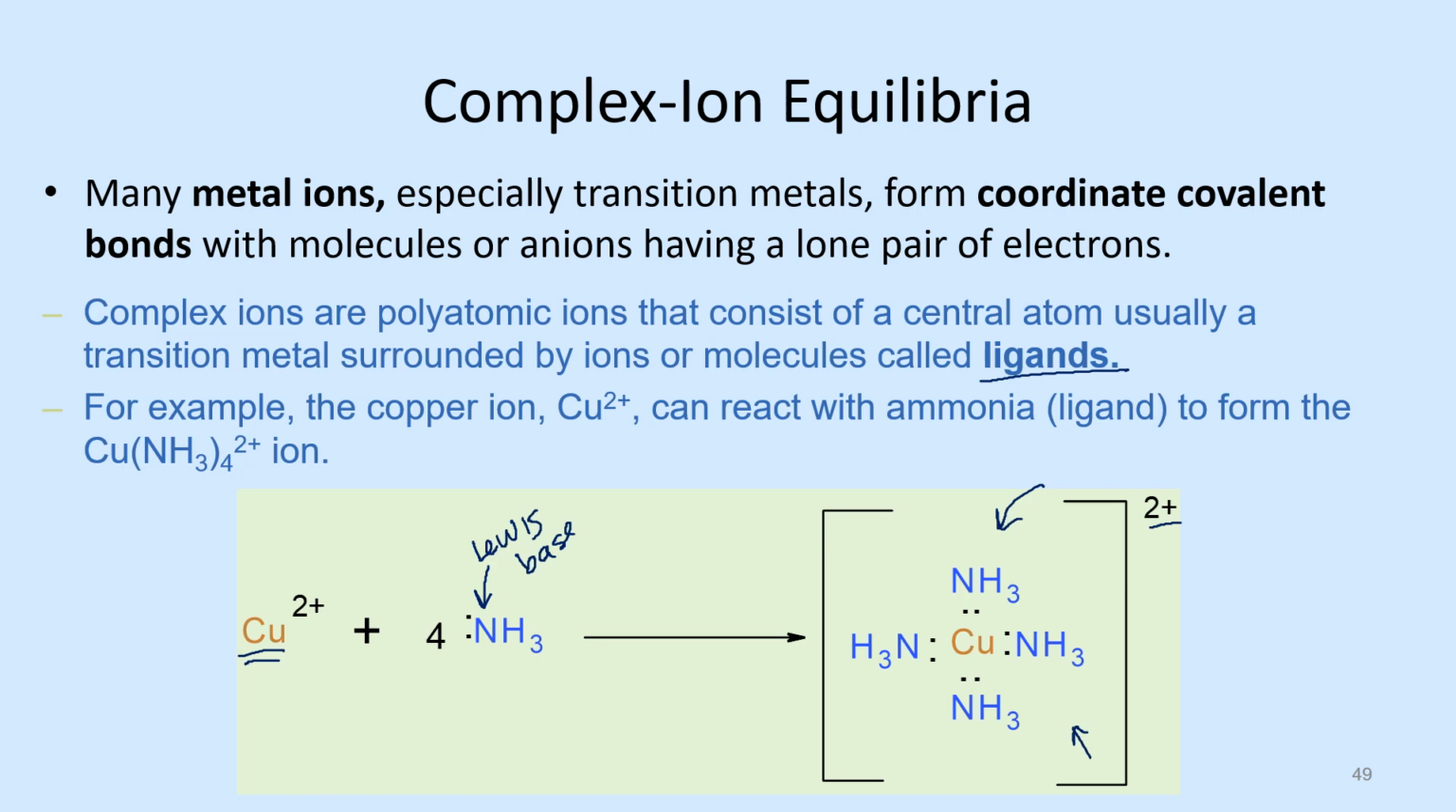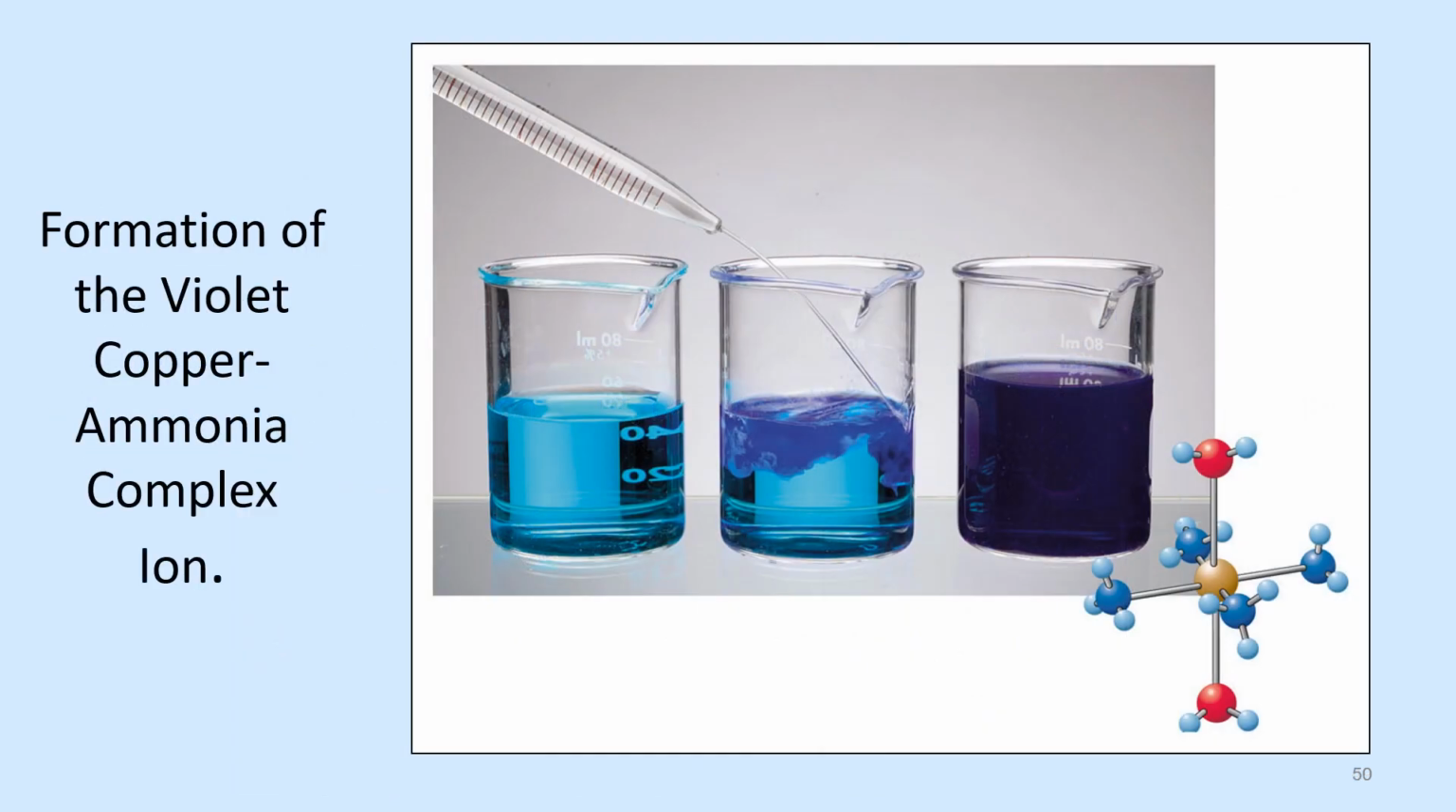Notice that the charge stays the same. In this case, copper was a +2, and all the ammonias are neutral, so we still have a +2. This was what I was talking about. This is copper, just copper ion.